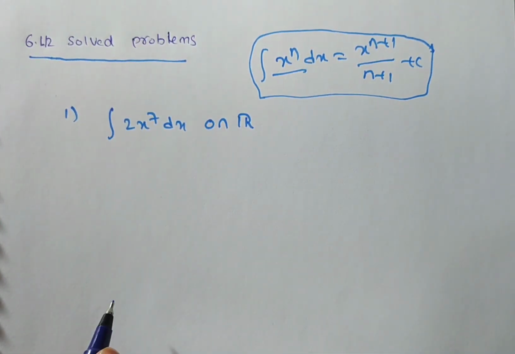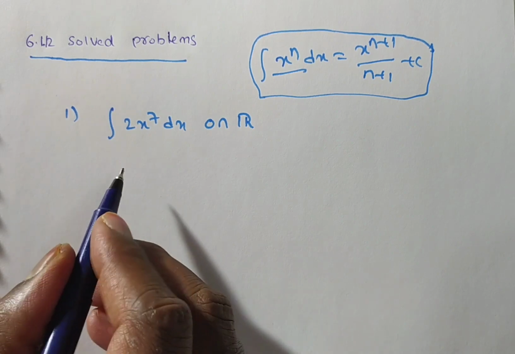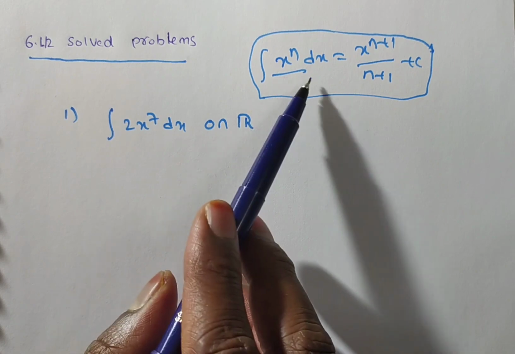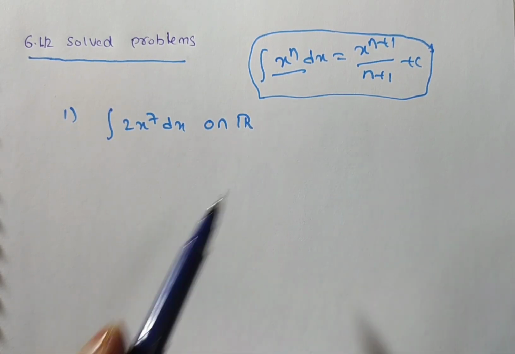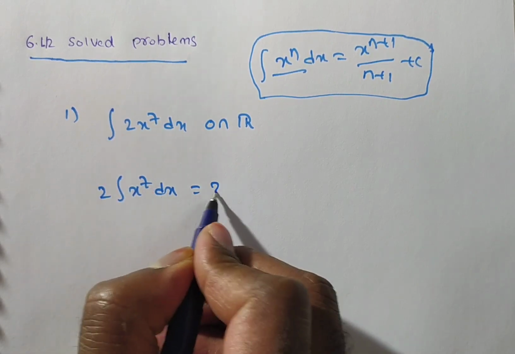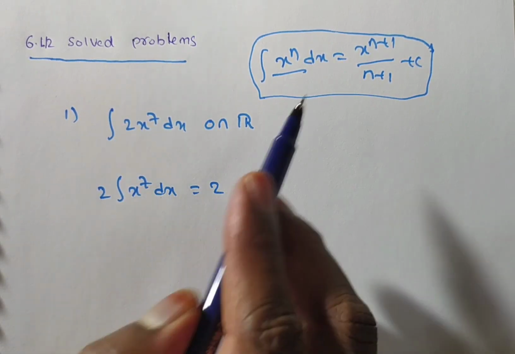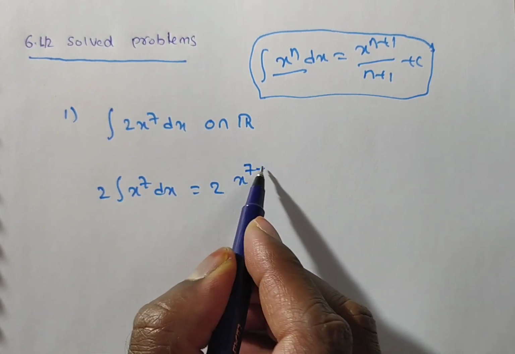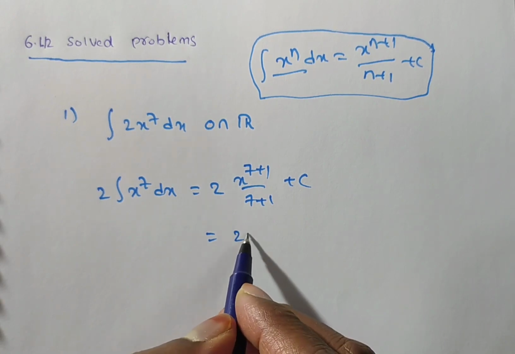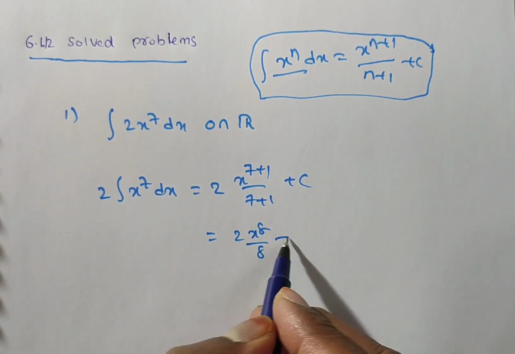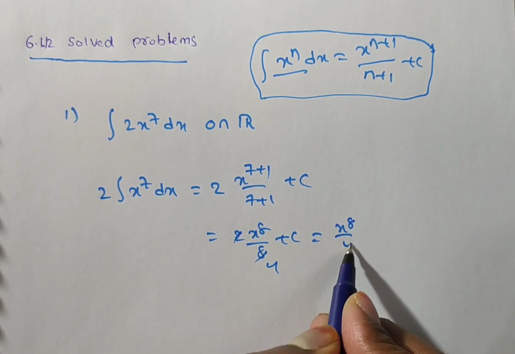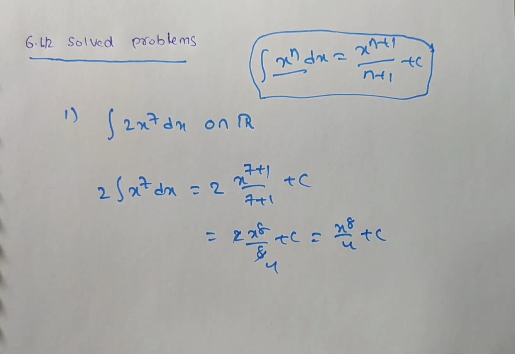You see, now the given integration is in the form of integral x to the power of n dx. That is the standard form 1, or not? Yes. So you can write integral of 2x to the power of 7 dx. So integral x power 7 is nothing but x to the power of 7 plus 1 by 7 plus 1 plus c, nothing but 2x to the power of 8 by 8 plus c. This is equal to, 2 1s are 2, 2 4s are 8, so x to the power of 8 by 4 plus c. This is the first problem.